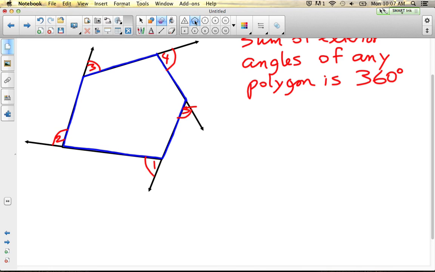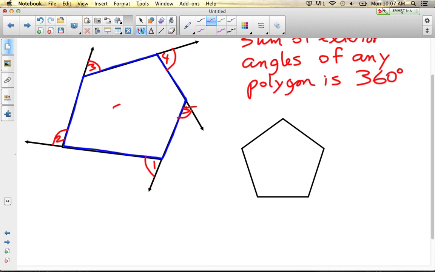If your polygon is regular though, so this is a pentagon because it has 5 sides. This is a regular pentagon because all sides are equal. So if you have a regular polygon and you want to figure out the exterior angles, or if you just want to figure out one exterior angle, then all you need to do is take 360 and divide it by n. So let's take a look at some examples.